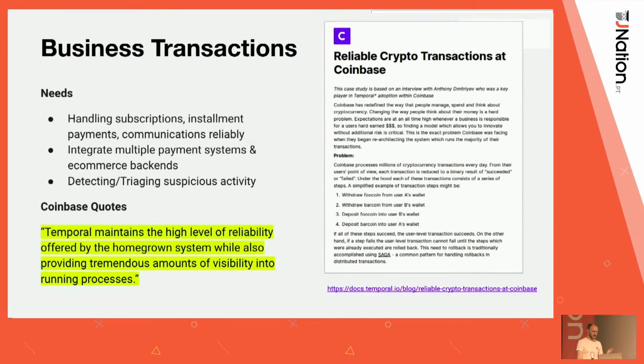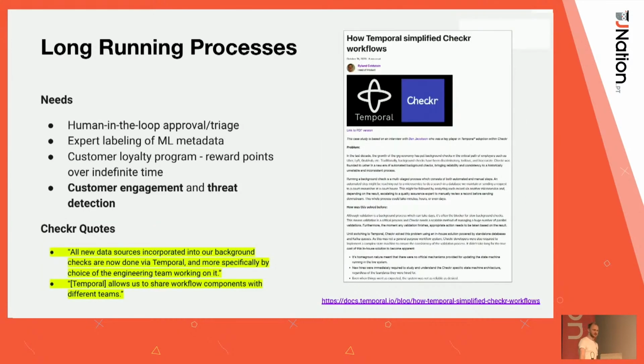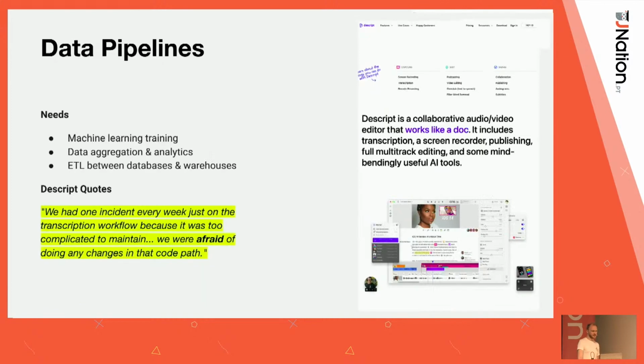It's used for a number of different verticals, including business transactions. Coinbase uses it for crypto transactions. Long-running processes, including with human in the loop, like background checks with Checker. Data pipelines, ETL, Descript uses it for their video transcription.